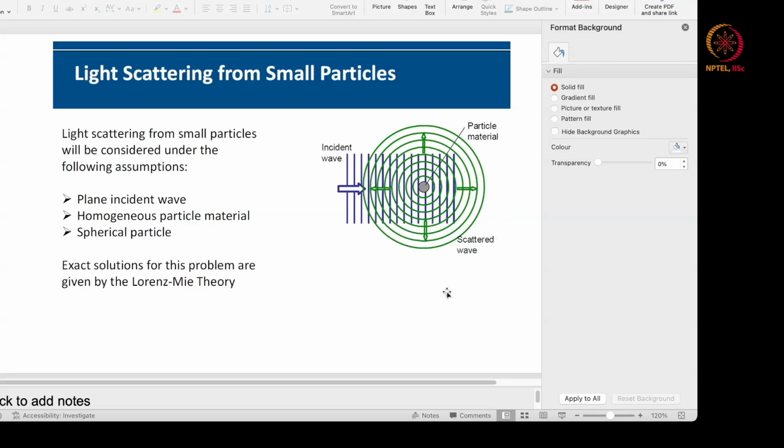They are not equal in all directions, by the way. So there is an incident wave that lands on a spherical particle of homogeneous material, and this is a plane incident wave. This gives rise to the scattered waves, which scatter in all possible directions, not equally though. The exact solutions of these problems are given by the Lorenz-Mie theory.